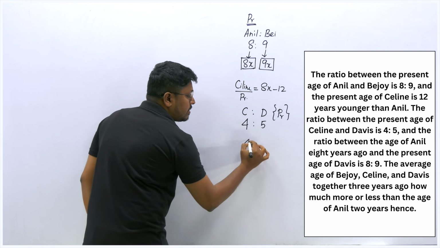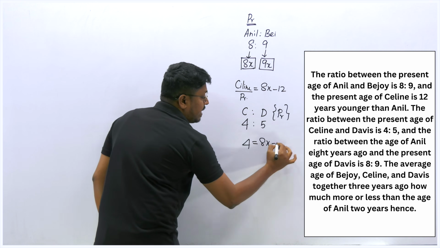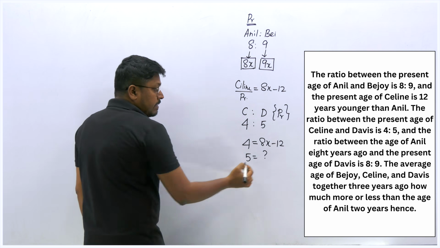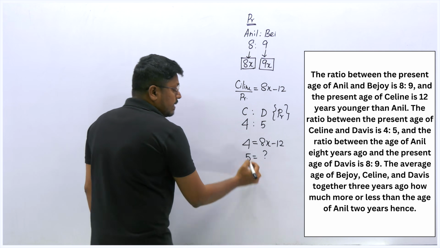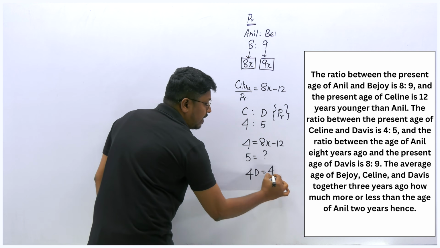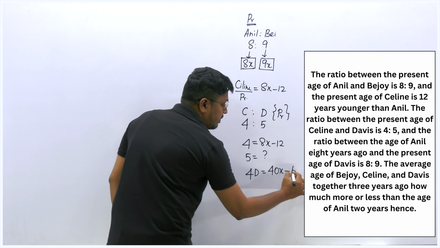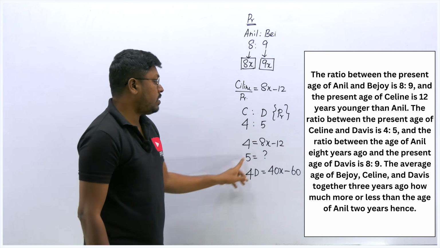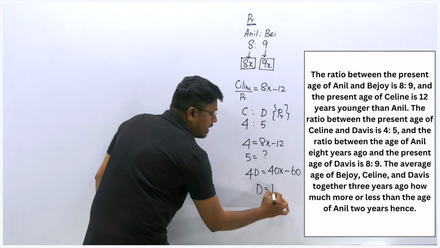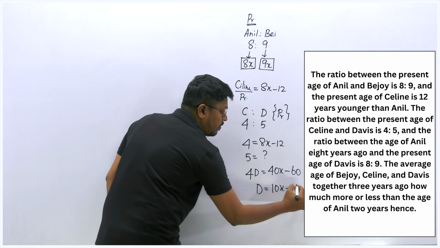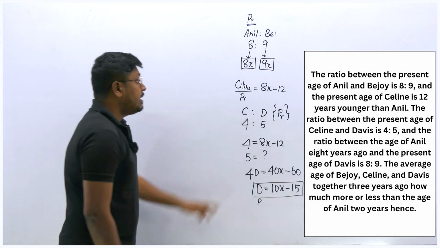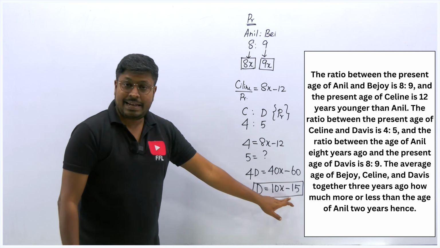So Silan 4 part is equal to 8x minus 12. What about Davis, 5 part is equal to question mark. So let's cross multiply it. Once you cross multiply, this will be 4 of Davis is equal to 8 fives are 40x, minus 60. Yes or no, right? 8 fives are 40, 12 into 5 is 60. So check whether we can cancel it. So D is equal to, this can be written as 10x minus, 1 fours are 4, 15. So finally, Davis's present age is 10x minus 15.